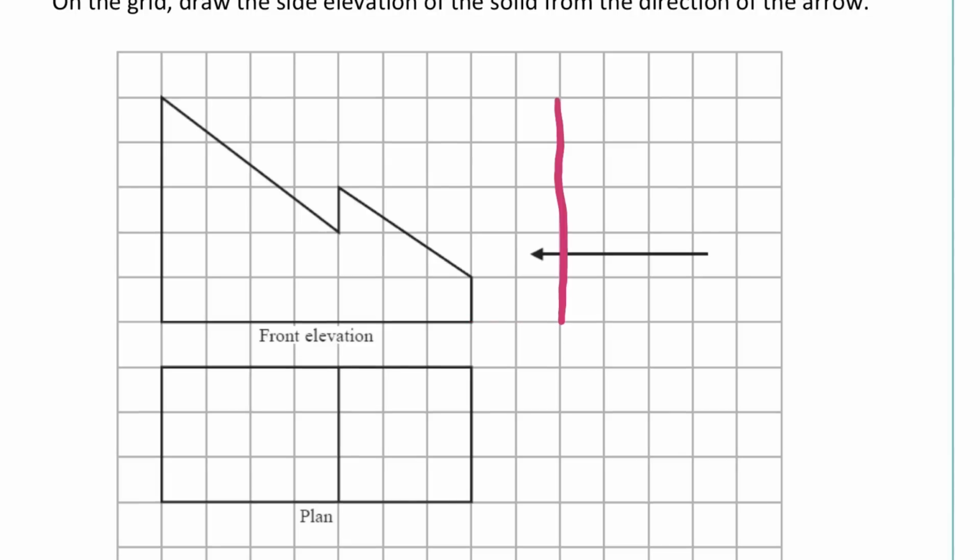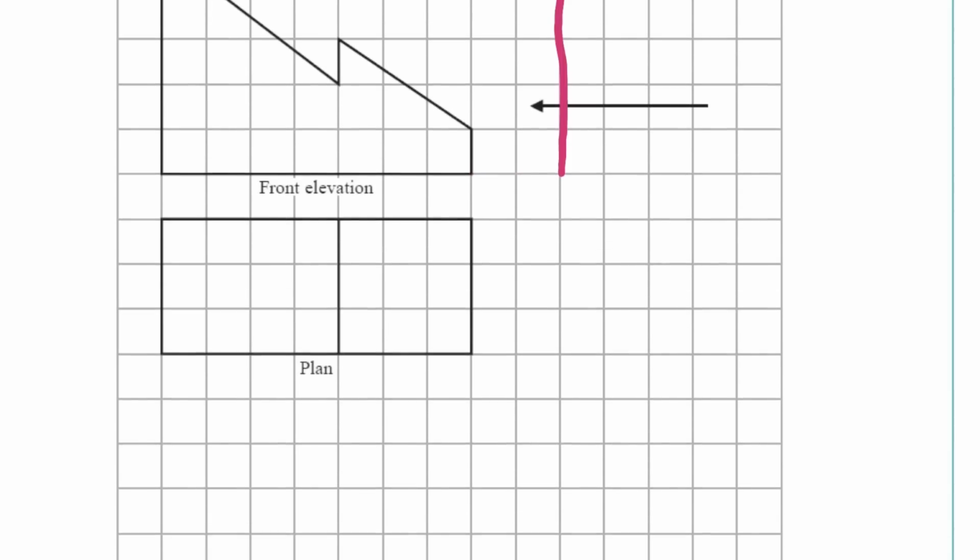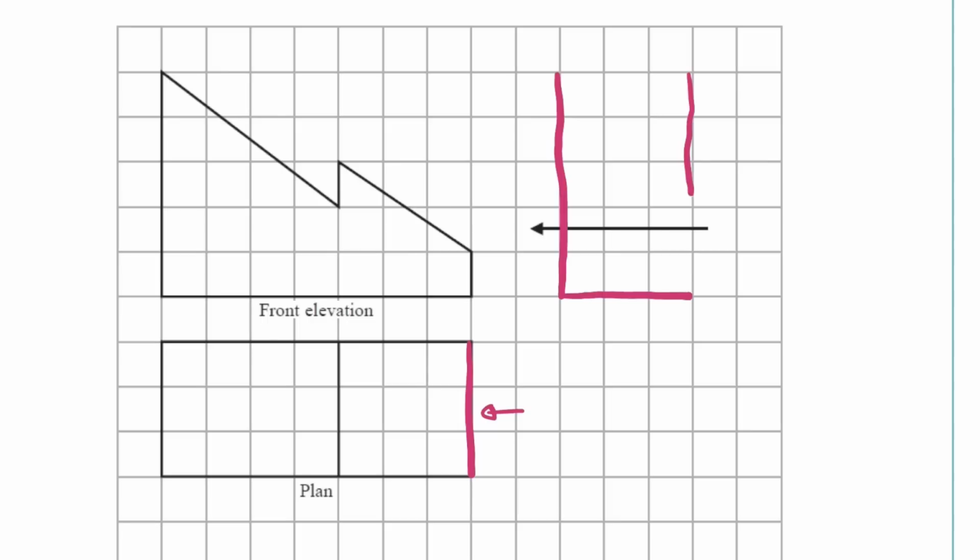In terms of the width of this base here, I need to look at the plan. So if you imagine the arrow sort of pointing this way as well, the bottom, or what I'd see there, is 3 squares wide. So this bit here is going to be 3 squares wide. Now it's going to be this sort of rectangular shape, so I can now draw in my rectangle.